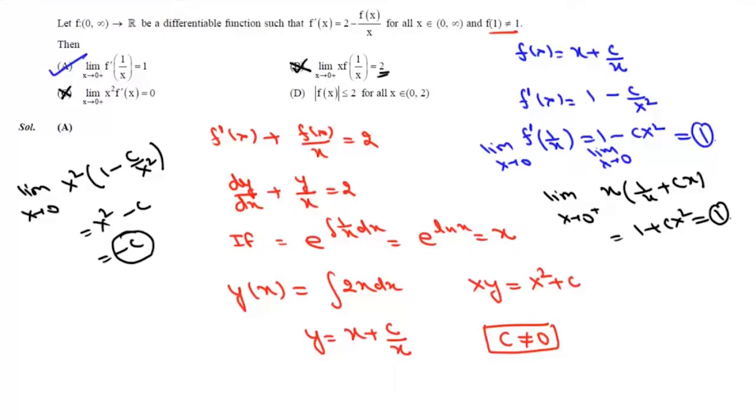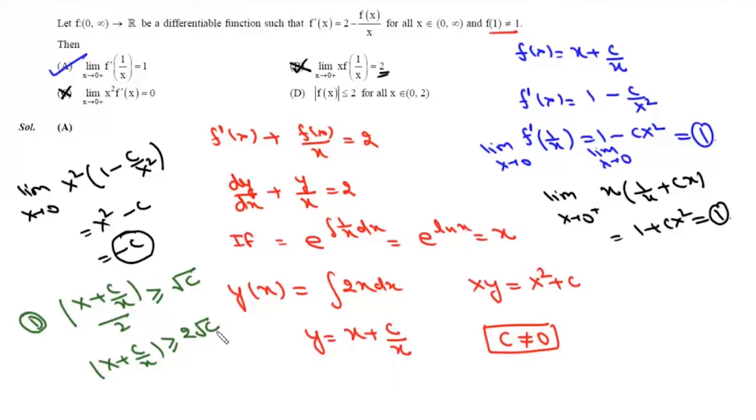Now if we look at option D, then we know that mod of f(x) is x plus c upon x. Now we know that (x plus c upon x) by 2 will always be greater than or equal to its geometric mean, which is under root c, or we can write x plus c upon x will always be greater than or equal to 2 root c. Now depending on the value of c, this expression on the left hand side can take any value. That means this option D is also incorrect. So the only correct option is option A.